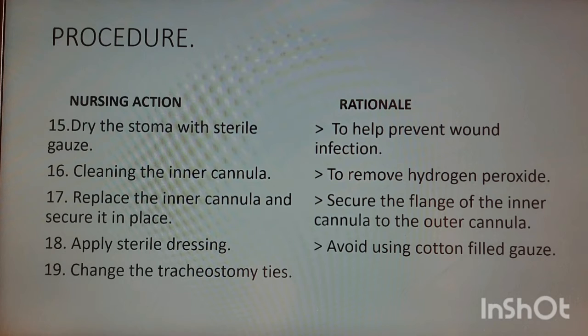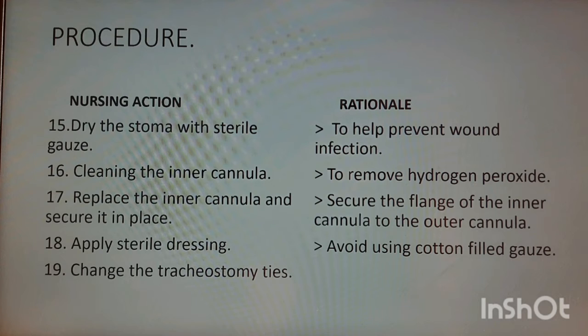Next, we have to apply a sterile dressing. Open and refold a gauze dressing into a V shape and place it under the flange of the tracheostomy tube. Do not cut the gauze piece. Avoid using cotton-filled gauze. Cotton or gauze fiber can be aspirated by the patient, potentially creating a tracheal abscess. Ensure that the tracheostomy tube is securely supported while applying the dressing. Excessive movement of the tracheostomy tube irritates the trachea.